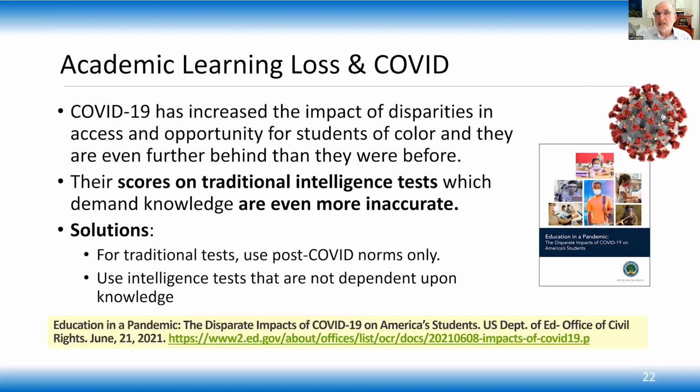So now think about this. If you give a test of intelligence that demands knowledge, and it's based on norms from pre-COVID times, that means the scores on those tests are suspect. We don't know how much effect there is there. Is it a little or is it a lot? I think that we should be using tests that were normed post-COVID or tests that don't demand knowledge.